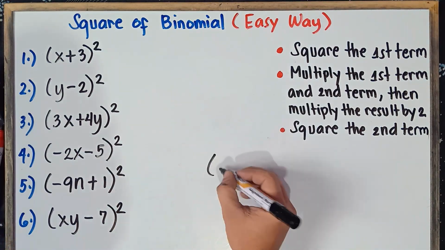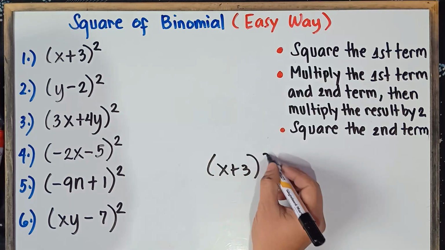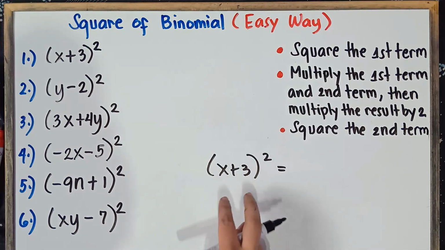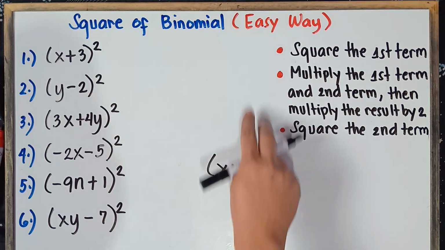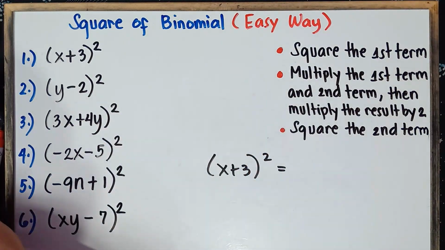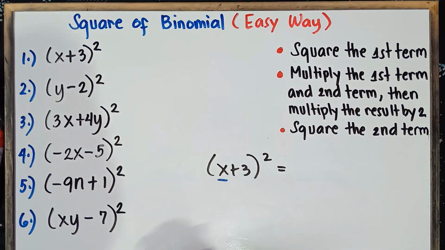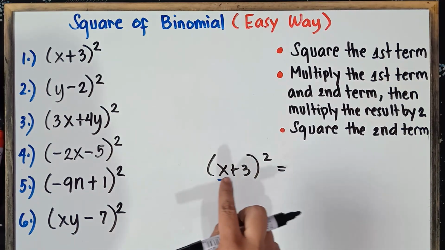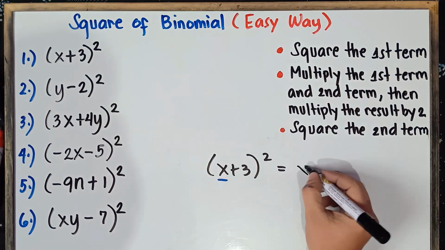So we have the given quantity x plus 3 raised to the power of 2. You can answer this one right away, class, if you master the following procedure. First step, you square the first term. Our first term is x. You square the first term, x times x, so that would be x squared.